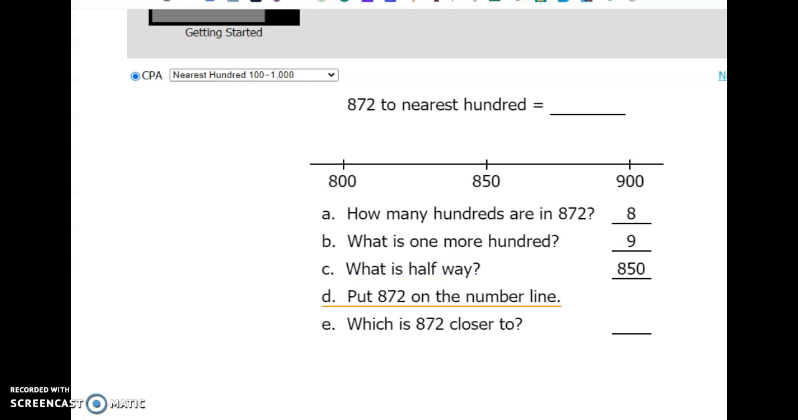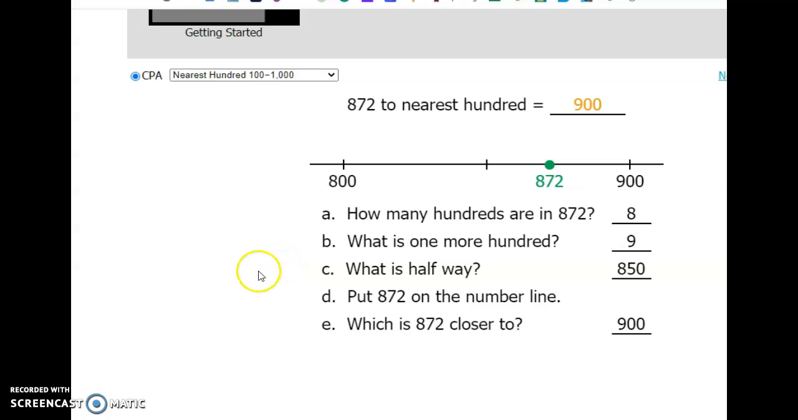Now let's put 872 on the number line. Where would this fit? There's 872. I'm going to ask myself, is it past halfway? Is it closer to 900? Or is it closer to 800? I can see on the number line that it's closer to 900 and it's past the halfway mark. So 872 rounds to 900.